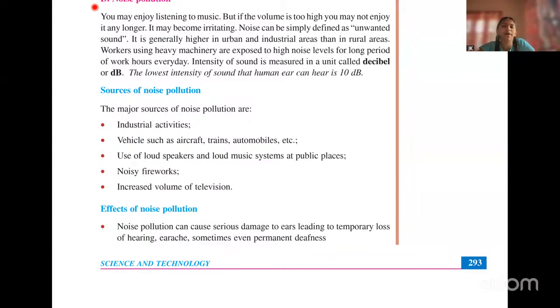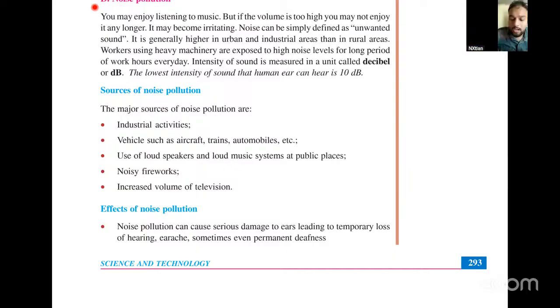Noise can be simply defined as unwanted sound. It is generally higher in urban and industrial areas than in rural areas. Workers using heavy machinery are exposed to high noise levels for a long period of work hours every day. Intensity of sound is measured in a unit called decibel or dB. The lowest intensity of sound that the human ear can hear is 10 decibels. Sources of noise pollution. The major sources of noise pollution are industrial activities, vehicles such as aircraft, trains, automobiles, etc., use of loudspeakers and loud music systems in public places, noisy fireworks, increased volume of television.